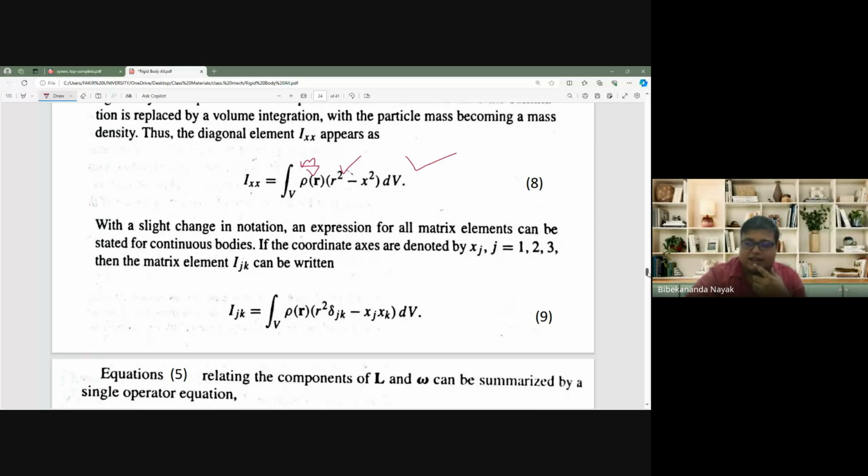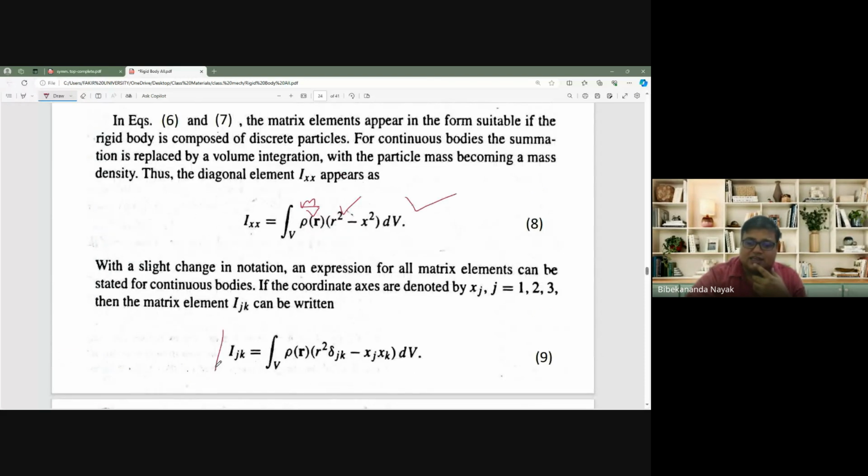Combining these two, I can write this equation: I_jk is equal to this. If j is equal to k, then delta_jk is equal to 1 and it is equal to r square minus x_j square. If j is not equal to k, then this delta is 0, only minus x_j x_k. Are you getting my point?